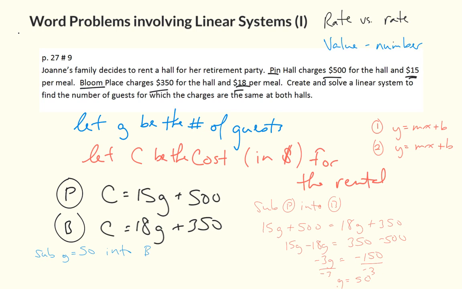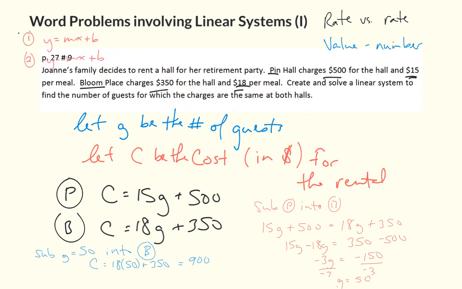Why not, for fun, just do b. Here we go. C equals 18 times 50 plus 350, and 18 times 50 is 900. So I have to write a therefore statement at the end. Maybe I'll get some room up here.